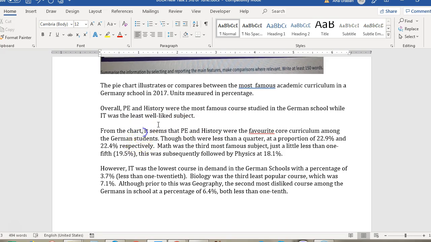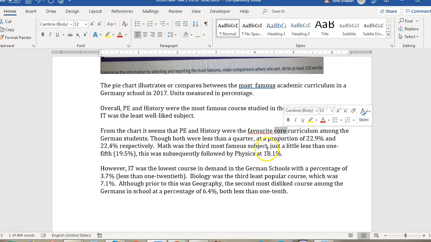From the chart, it seems, and you don't need this comma here, that PE and history were the favorite core subjects, not curriculum. Curriculum is the whole collection of all the subjects that we study at school. That's curriculum, and the class planning and all that. But here you need to say core subjects, perhaps. Great use of the topical word core. Yes, like core subjects among the German students.